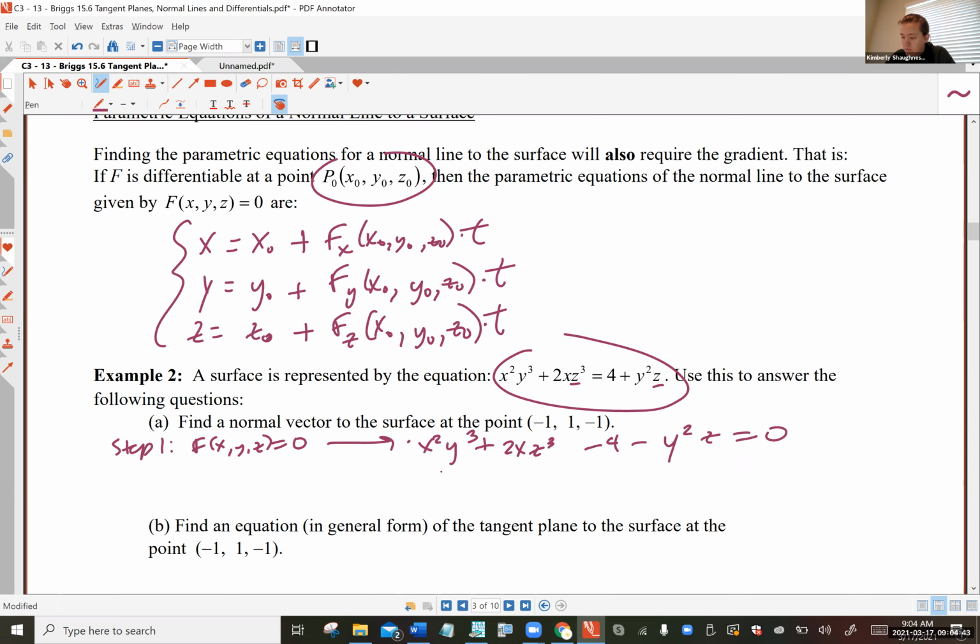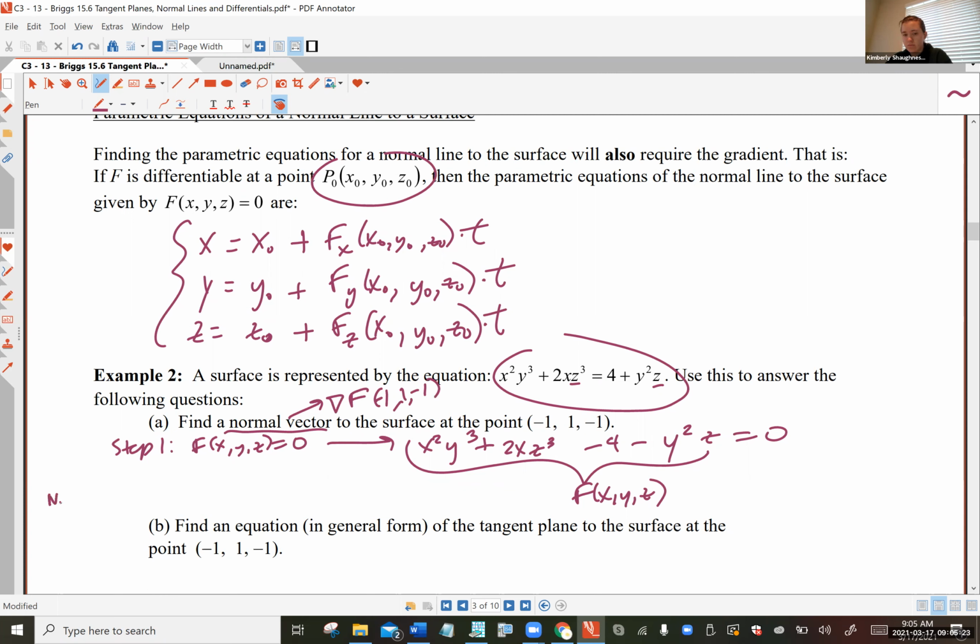Great. Now what? This on the left-hand side is your big F, which is a function of 3 variables, x, y, and z. And they want you to just find a normal vector to the surface. Well, a normal vector, folks, is going to be your gradient evaluated at the point -1, 1, -1. Because we went over when we were doing gradients the last lecture that the gradient is normal to your level surfaces. That's a theorem. Know that. So if we could just get the gradient and then evaluate it at this point, we'll have the answer for letter A. Done.